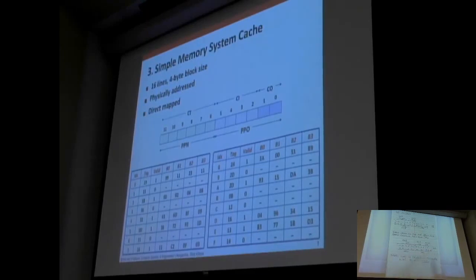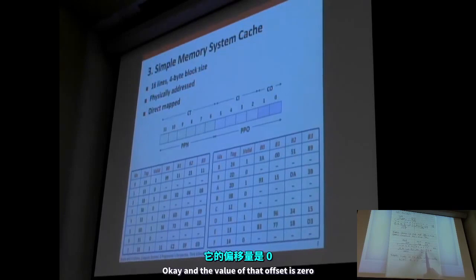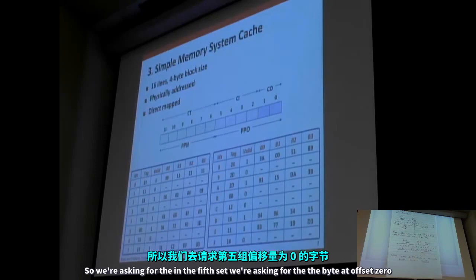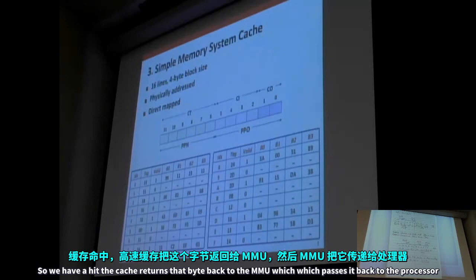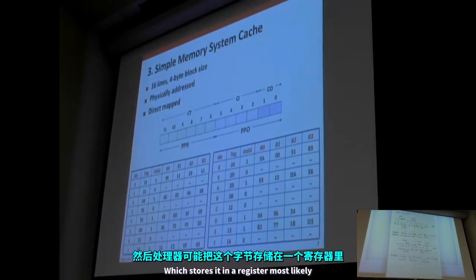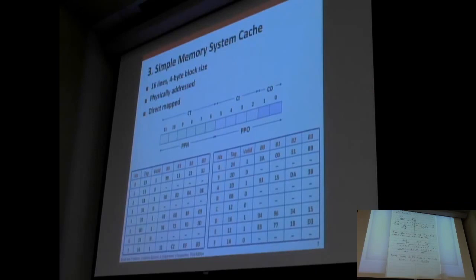And here is our physical address. The value of that offset is 0. So we're asking for, in the fifth set, the byte at offset 0, and that's 0x36. So we have a hit. The cache returns that byte back to the MMU, which passes it back to the processor, which stores it in a register, most likely.